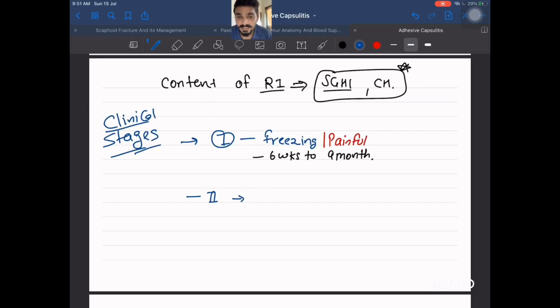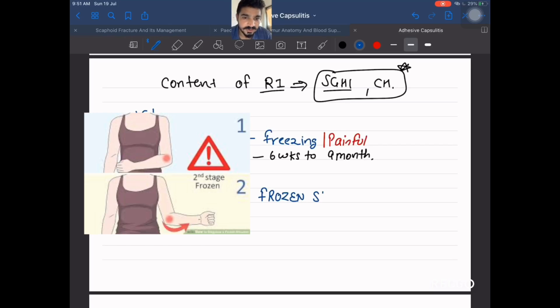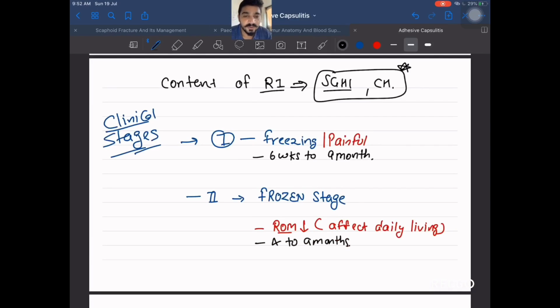And next, slowly the pain will decrease and the stiffness will increase, and the range of motion is decreased to that extent it can affect the day-to-day activities. And this stage 2 is known as the frozen stage, and it lasts for 4 to 9 months.